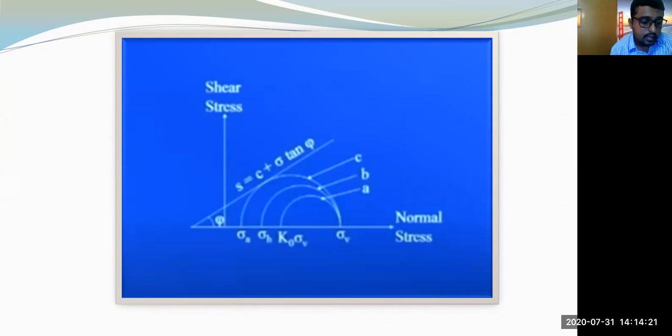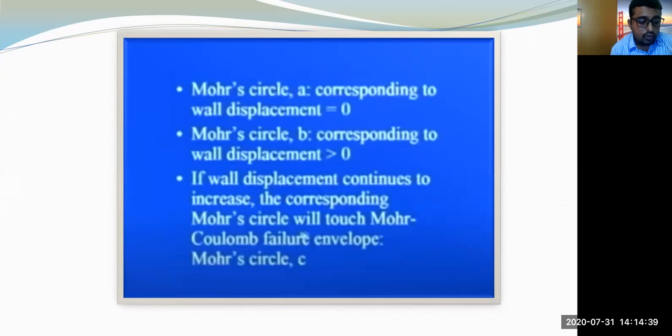So it was at rest condition and the movement of the wall went on increasing. So the Mohr circle will go on shifting in this particular direction and attains a maximum value of horizontal stress just before failure, that is what is called active earth pressure. So you see here, the Mohr circle, as I explained, corresponding to a wall displacement of 0. Now if the wall displacement goes on increasing, it corresponds to Mohr circle B. So Mohr circle B corresponds to a wall displacement which is greater than 0.